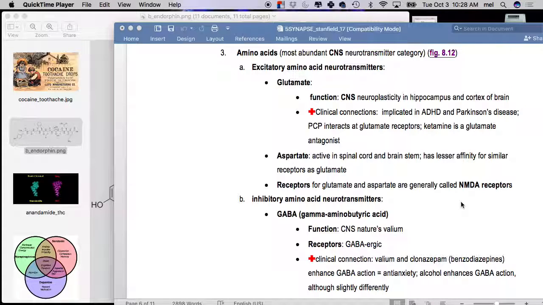Go ahead. You said you were going to talk about the clinical situation in MDMA? Oh, MDMA. Oh, I forgot to tell you guys about the clinical situation. Oh, okay, thanks for reminding me. Okay, so let's go back just a second.